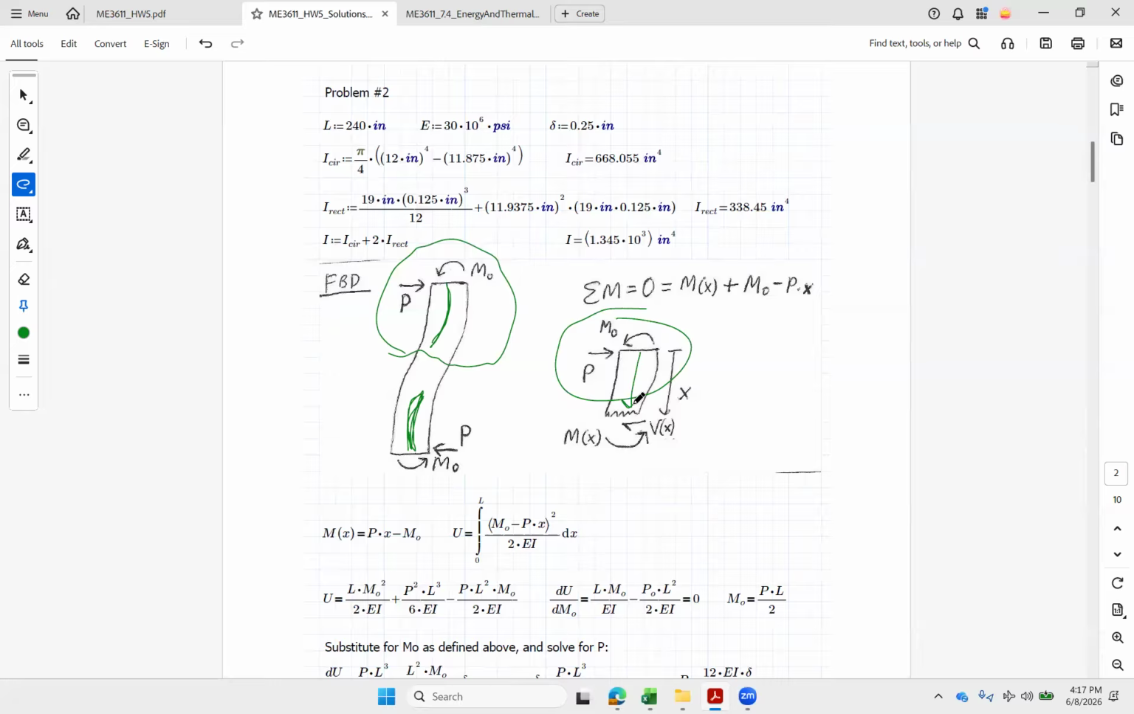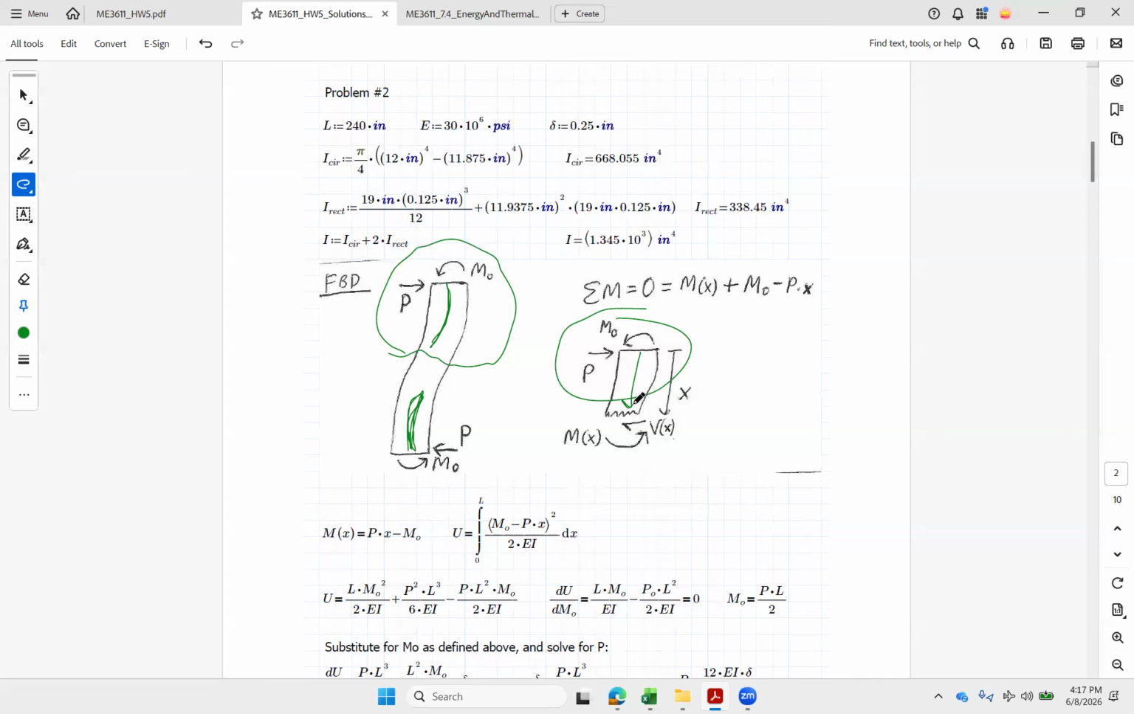And I can see that if I sum moments equal to 0, say I've got M of X, I've also got M naught going counterclockwise, and then going clockwise, I've got P times some distance X. All right, if I sum moments right here where I made the cut, M of X is going to be P times X minus M naught. You might have some other version of that if your reactions are drawn differently.